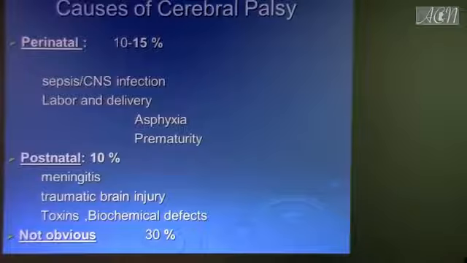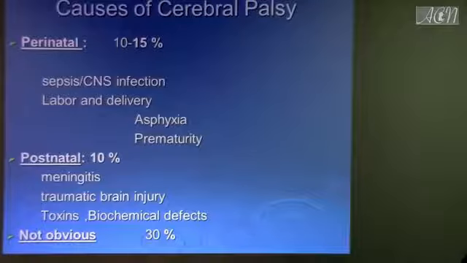If the patient is riding in the car, dancing, and all of a sudden the dad pushed the brake, right, and he hit his head and developed bilateral injury and became spastic, and you have a patient like this, you still can call it spastic cerebral palsy, even though it's postnatal, but that's not as common. And not obvious cause is 30%.